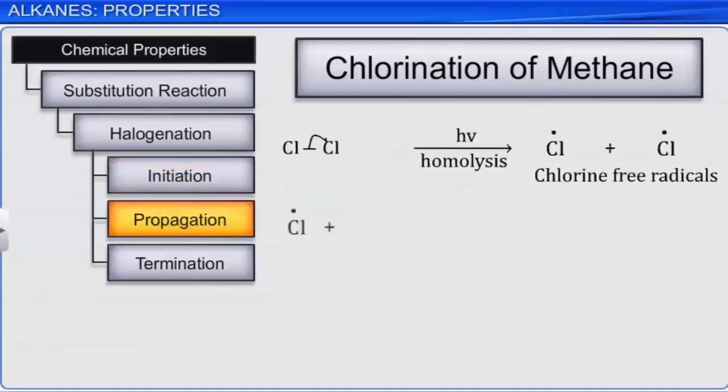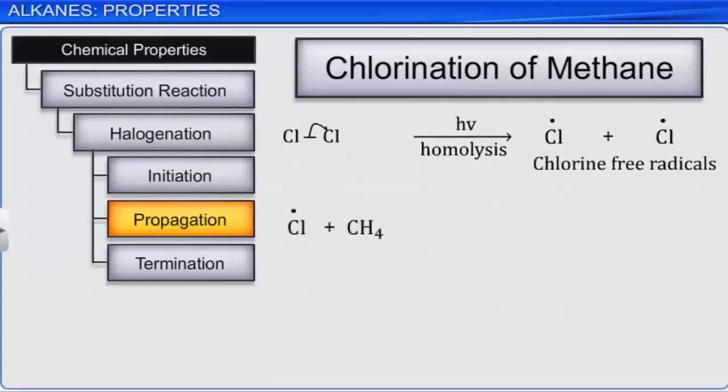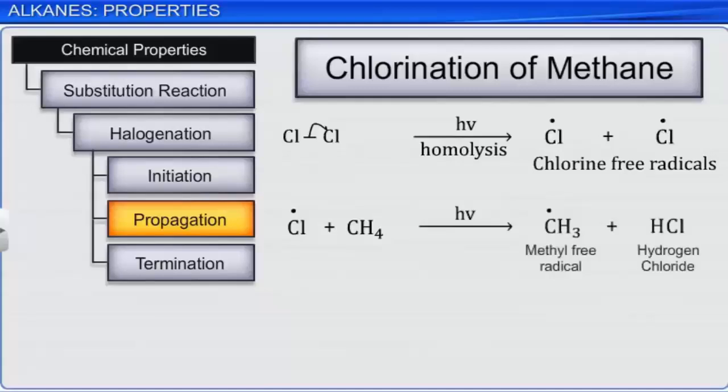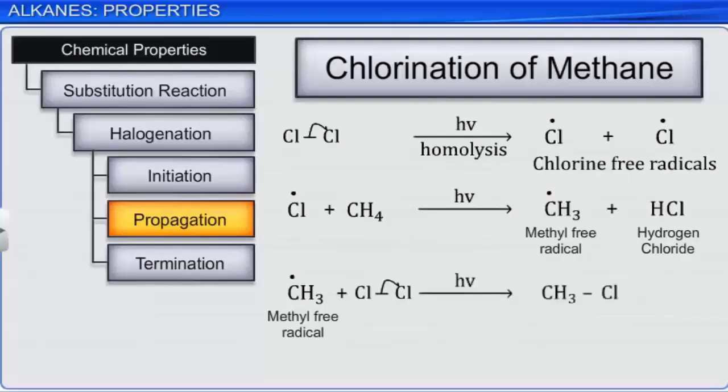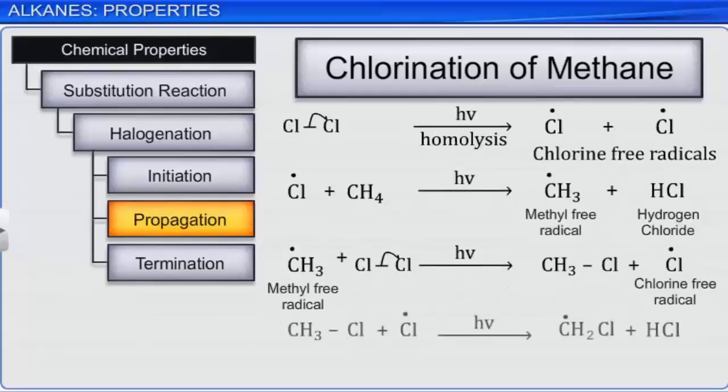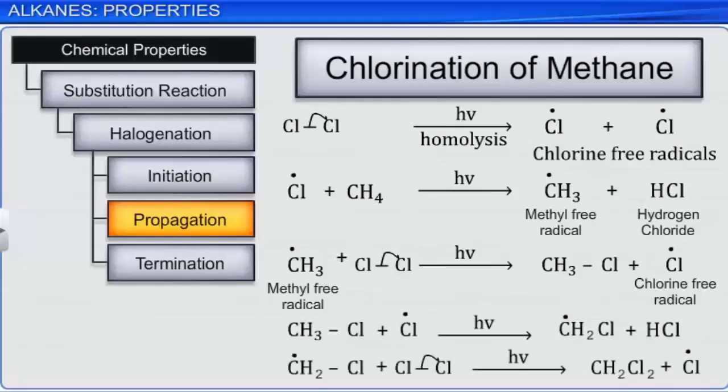First, the chlorine-free radical attacks the methane molecule, forming a methyl-free radical and hydrogen chloride. Next, the methyl-free radical attacks the second chlorine molecule, forming chloromethane, and 1 more chlorine-free radical, setting up the chain reaction. The chlorine-free radical formed sets up many other propagation steps to form more halogenated products. These steps are repeated till all the hydrogen atoms in the methane molecule are replaced by chlorine atoms.